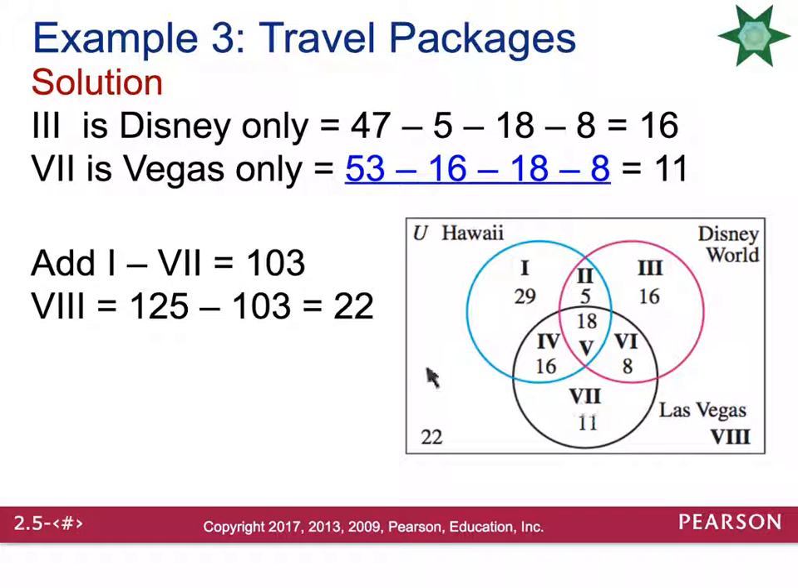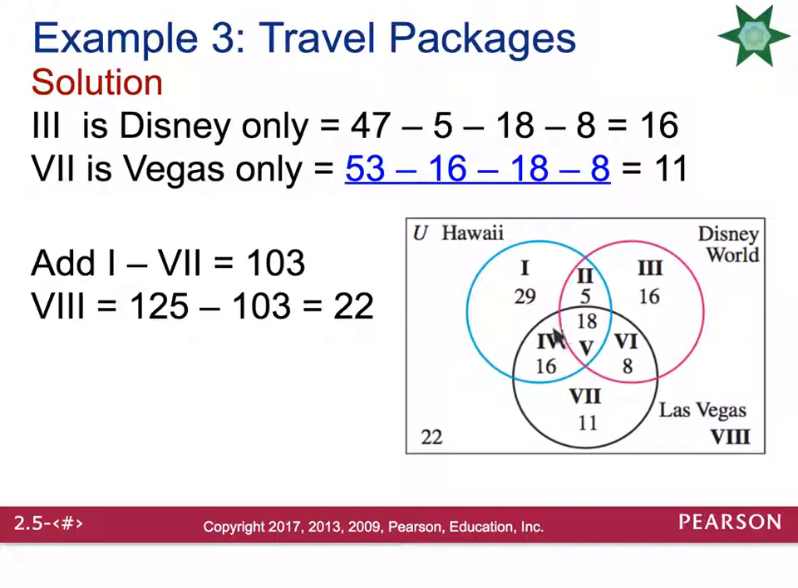Okay. Now, we surveyed 125 people. And all these numbers, regions 1 to 7, add up to 103, which means we have 22 left who didn't want to go to any of those destinations. Maybe they wanted to go to California or something. So that's how we complete our Venn diagram: we start in the middle, we're given this number, but then the rest of the numbers we have to extrapolate based on what's given.